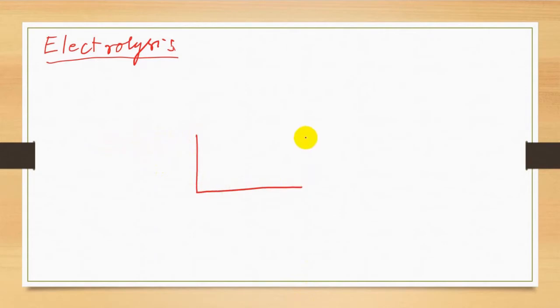I'll just take a container here. In this container, I'm going to take a liquid, filled with a liquid. Now in this liquid, we are going to pass electricity. To pass electricity, we have to insert two rods. I've drawn them here. These can be metal rods or made up of graphite. This will help us to pass electricity through this liquid.